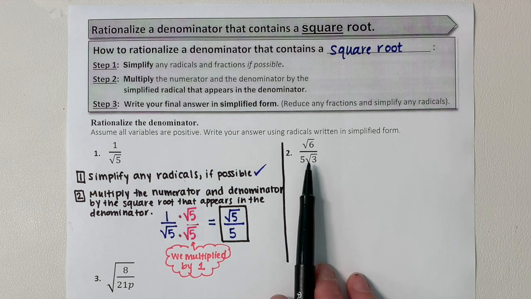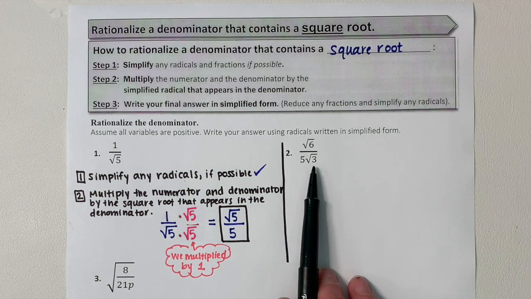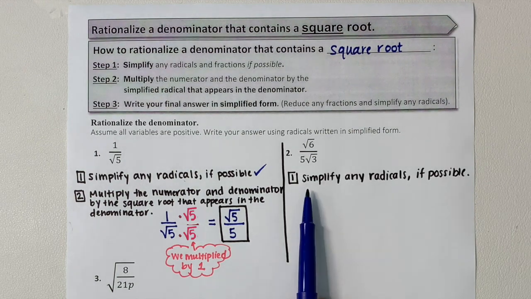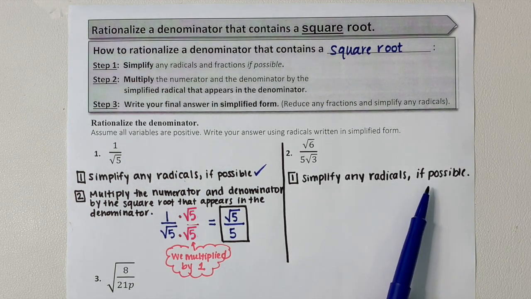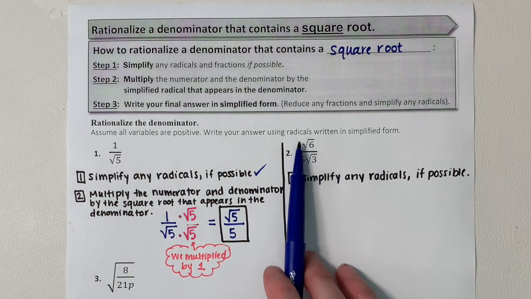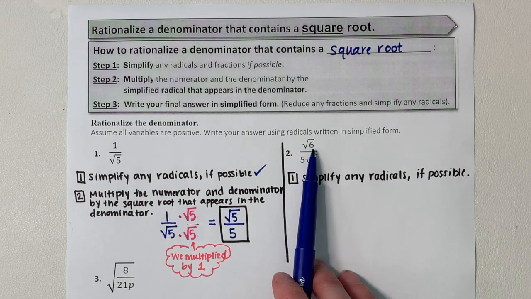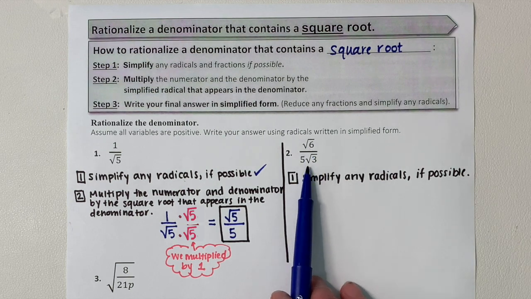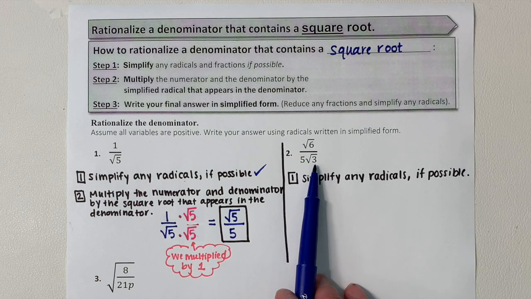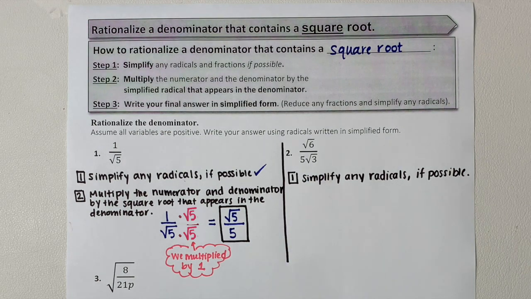So we want to rationalize this denominator, which means we want to rewrite it without the square root in the denominator. Step 1, we want to simplify any radicals if possible. Well, let's see, in the numerator we have the square root of 6. 6 is not a perfect square, and there are no perfect squares other than 1 that multiply evenly into 6. So this radical cannot be simplified, and same with the square root of 3. 3 is not a perfect square, and there are no perfect squares other than 1 that multiply evenly into 3. So neither of these radicals can be simplified, so I've just put a check mark next to step 1.